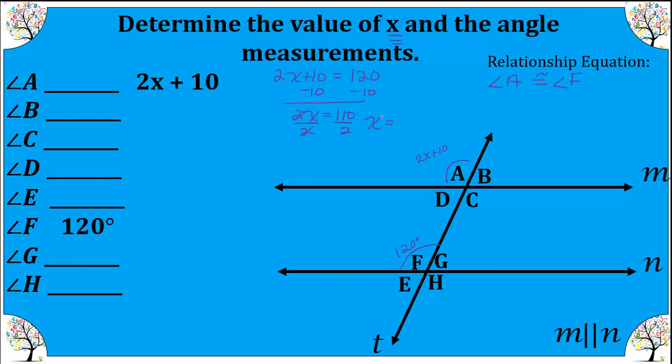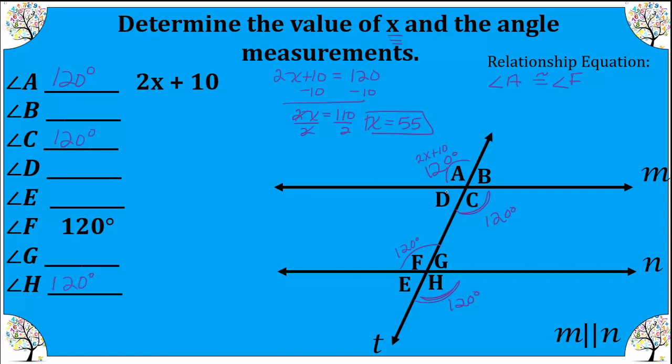So we're going to go, X is 55. Now we could plug in 55 for X to find the angle measurement for A, but we already know it's congruent to F, so it's 120 degrees. We know A and C are vertical. They are congruent. And we know that angle C and angle H are corresponding, therefore they are congruent.